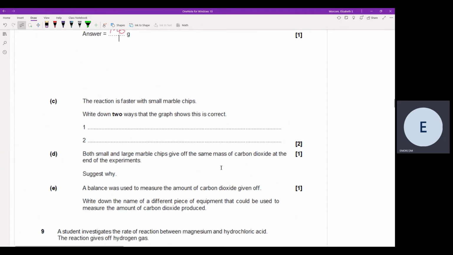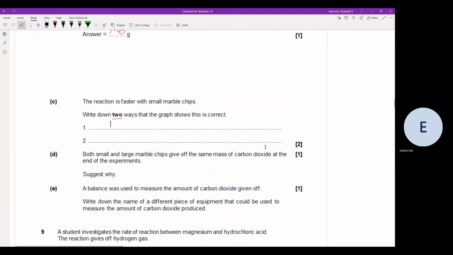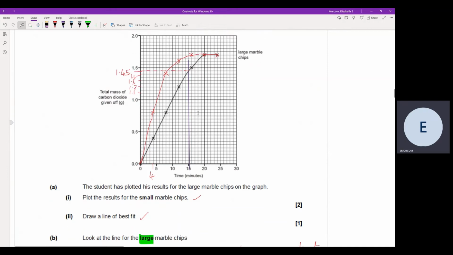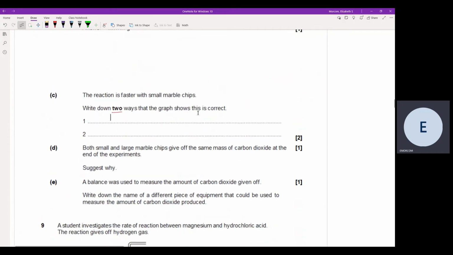Write down 2 ways that the graph shows this is correct. Well, firstly, we've got the gradient being steeper. And secondly, we can see that it reaches the maximum volume of gas at an earlier time. Okay, so it finishes earlier. So the gradient at the start is steeper.